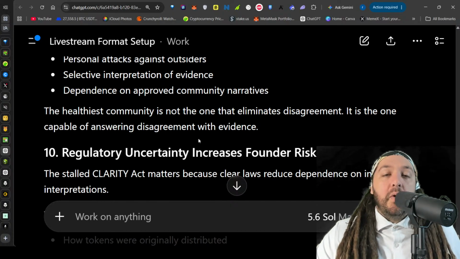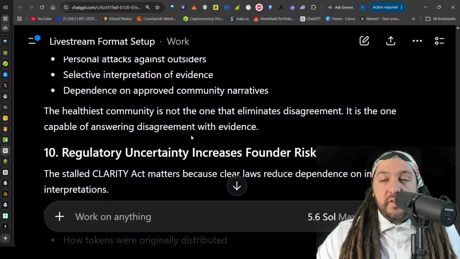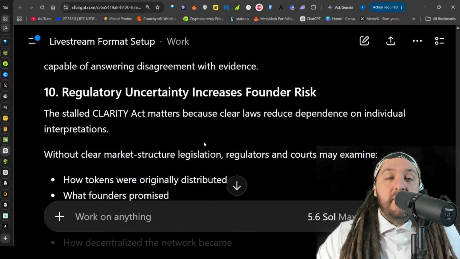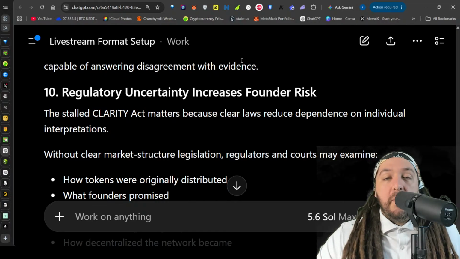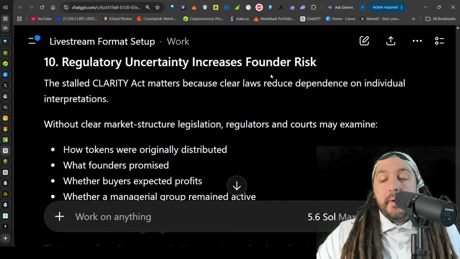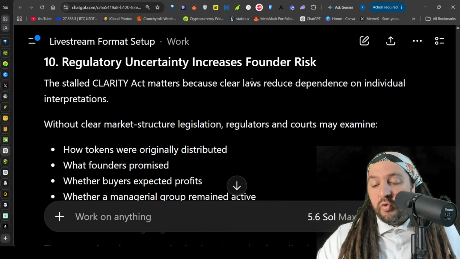The healthiest community is not one that eliminates disagreements. It's one that is capable of answering disagreements with evidence. And that can lead to the community becoming far more knowledgeable about how things work. That can be a plus. They can raise that crypto IQ just because of that.